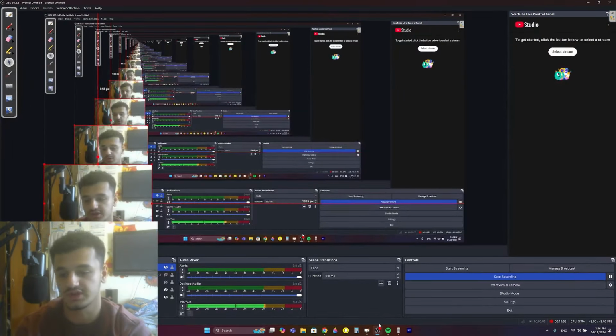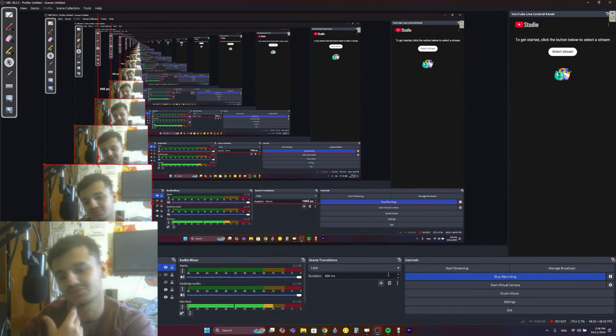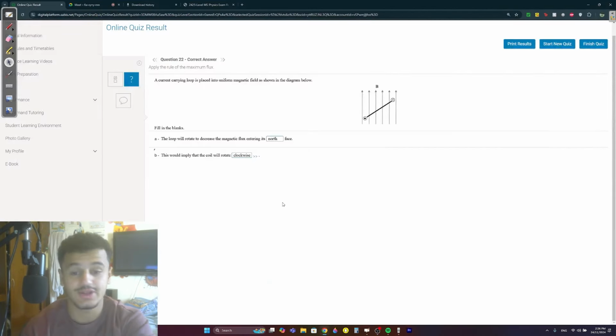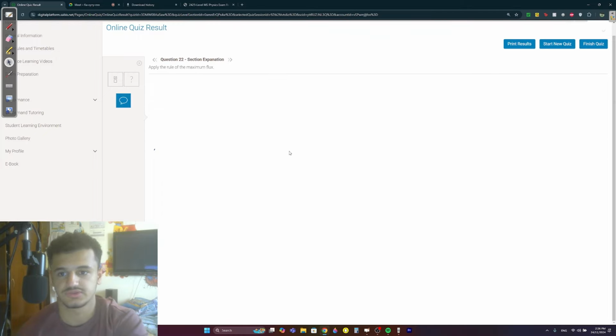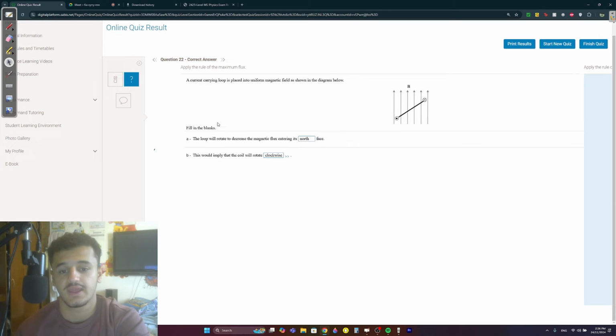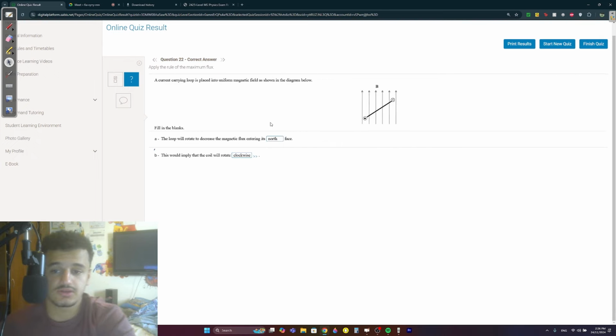Yes, you could just memorize this, but I wanted to demonstrate it. You can memorize the rule. Whenever you have a case like this, it's actually called the rule of maximum flux, so it's in the book, by the way. It's actually: any current carrying loop placed in a uniform magnetic field will rotate to increase the magnetic flux entering the south face. It's on one of the pages in the book in blue text, and I wrote it down. It's in my notes actually.